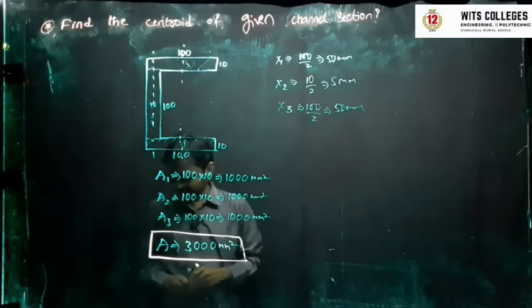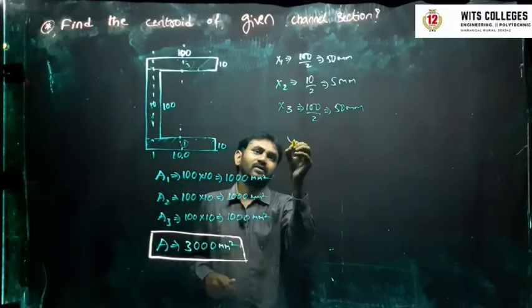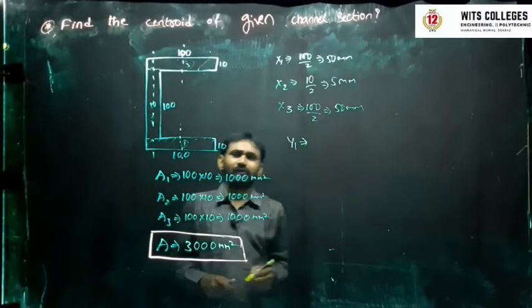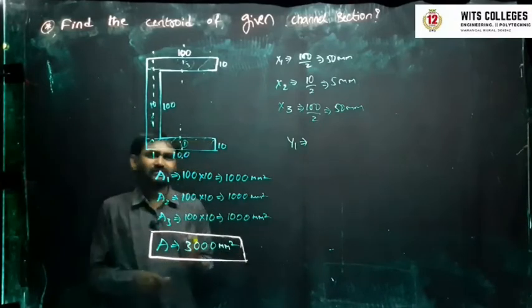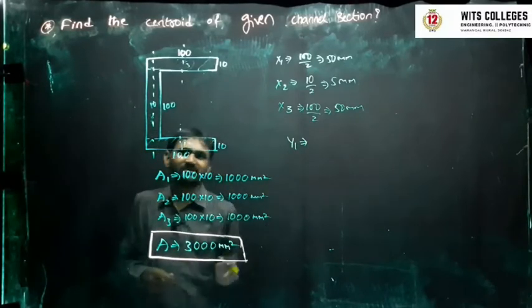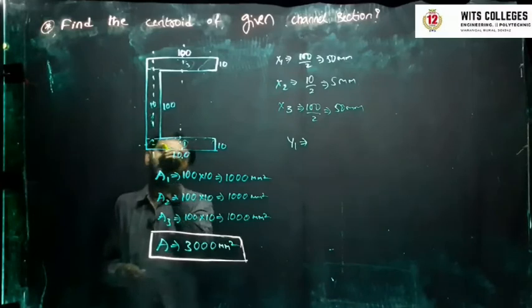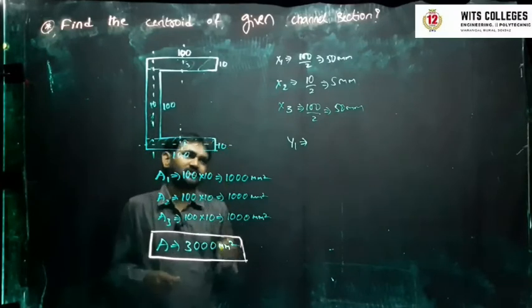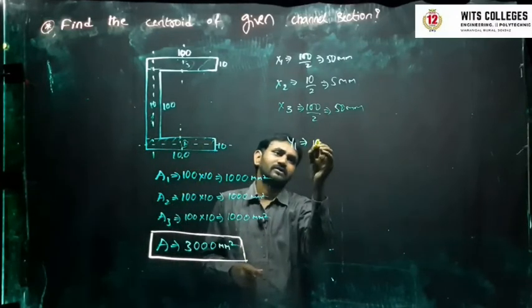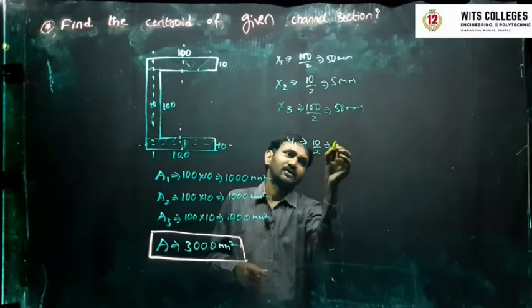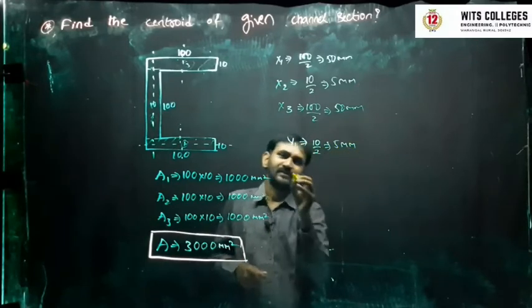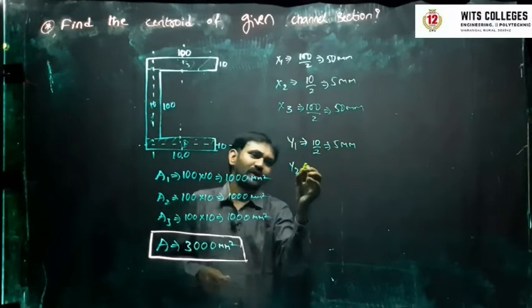So let us see. I want y1 for example. When I want y1 in the sense y is nothing but depth, 1 is nothing but figure number 1. It means I have to cut this in horizontal direction. So that is 10 by 2. So 10 by 2 is nothing but 5 mm. Similarly, y2 you have to calculate.